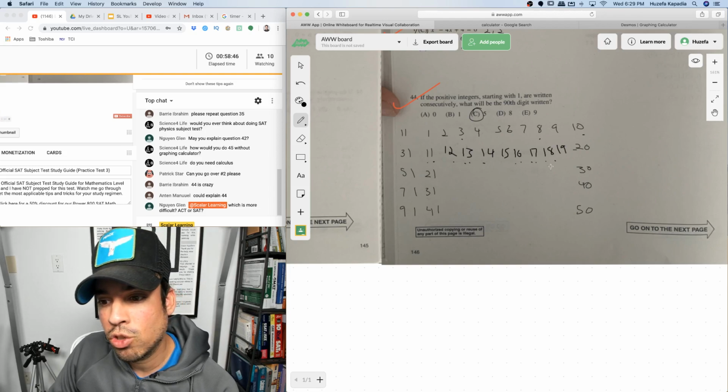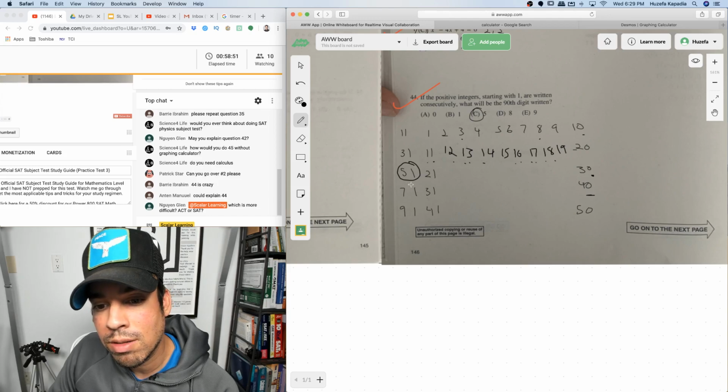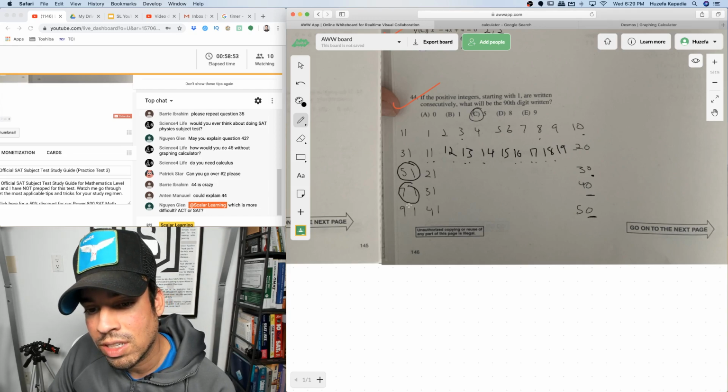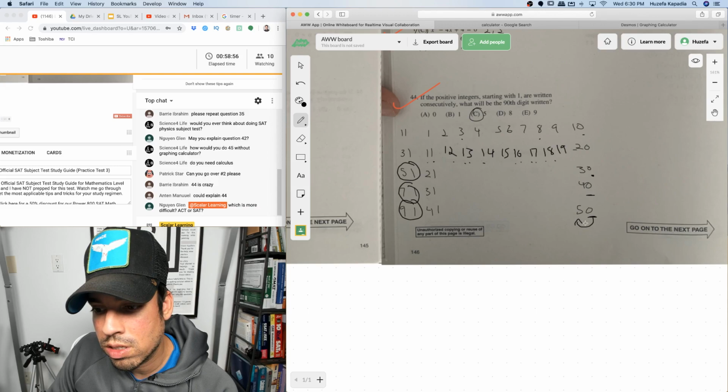And then I'm like, all right, well, that's my shortcut. Now I know that the end digit here is going to be 51. My end digit here is going to be 71. And my end digit here is going to be 91. Go back one step, and that's my 90th digit.